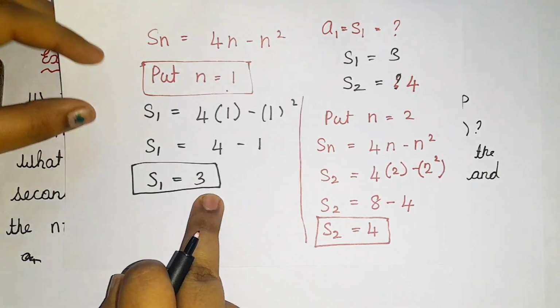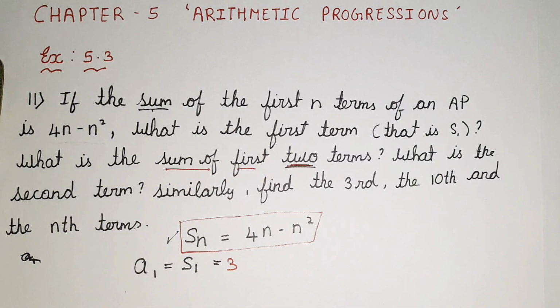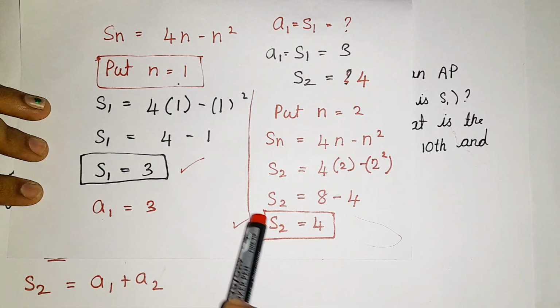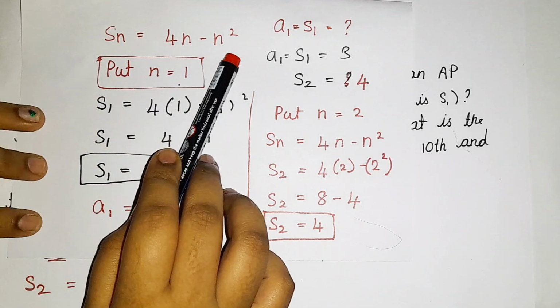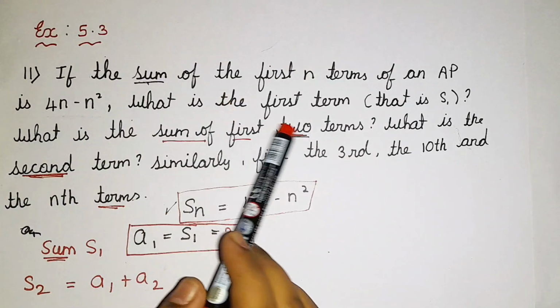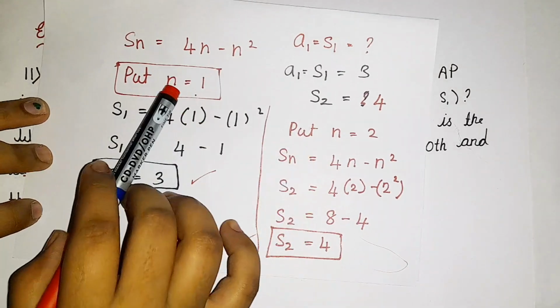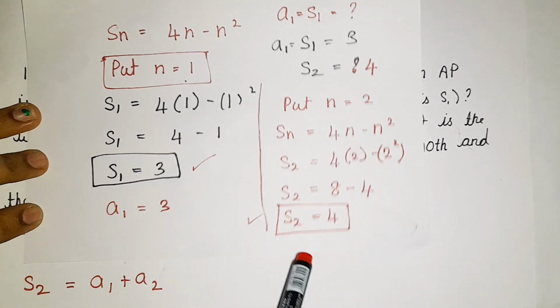So I just told you guys that A1 and S1 are both the same, so the value is 3. Finally we got the S1 value and the S2 value. Of course you know we just put n is equal to 1 in this formula, as mentioned in the question. Then I put n is equal to 2 and found the S2 value, that is 4.